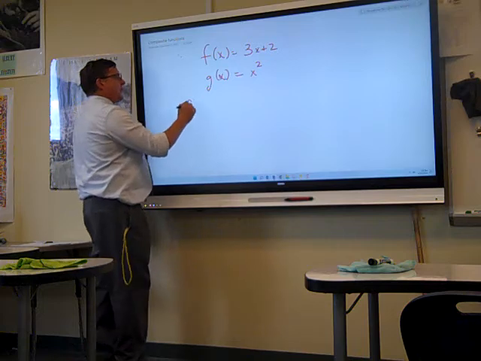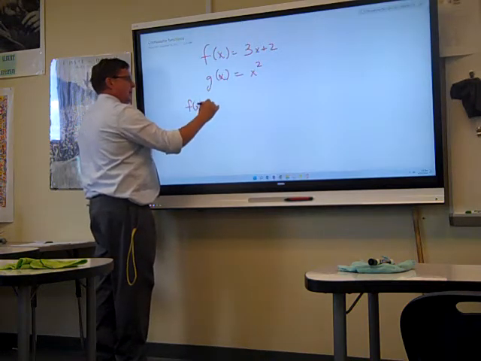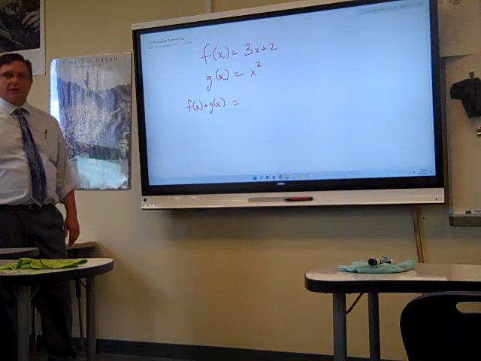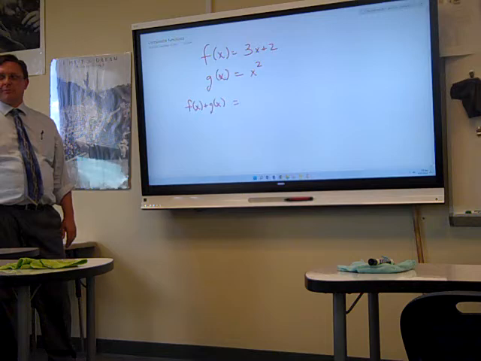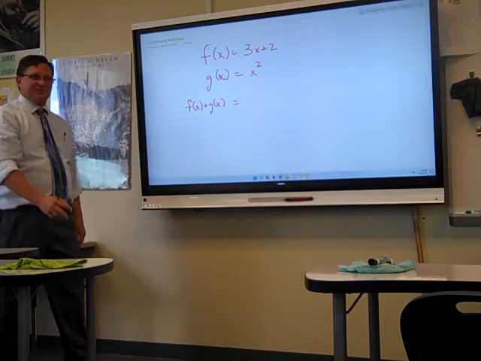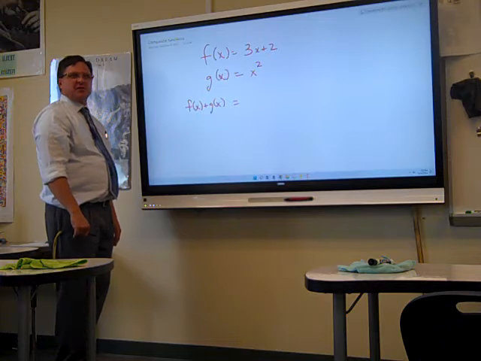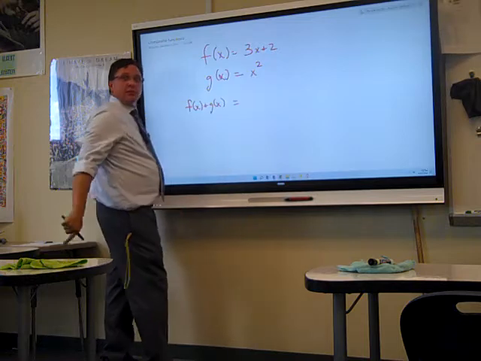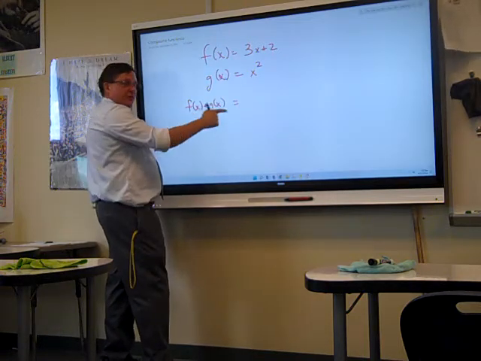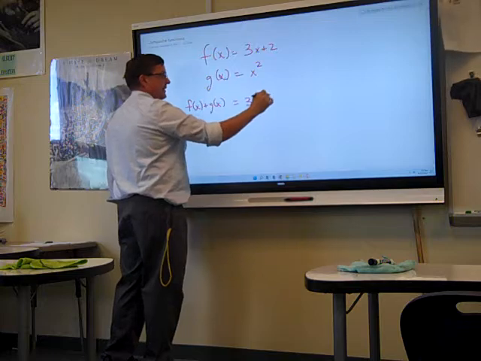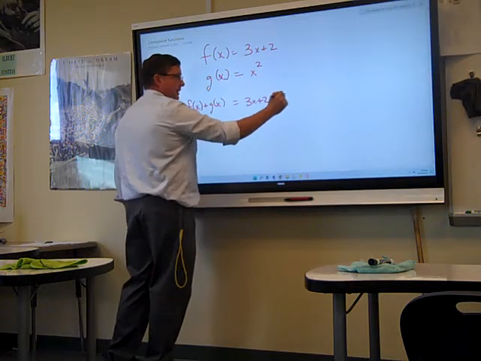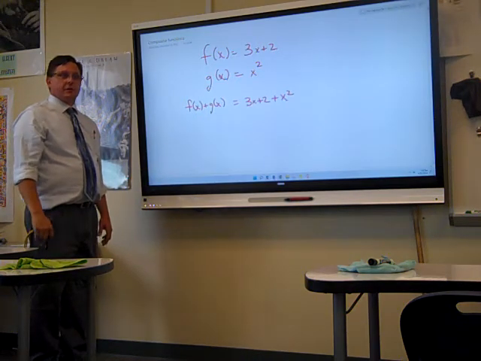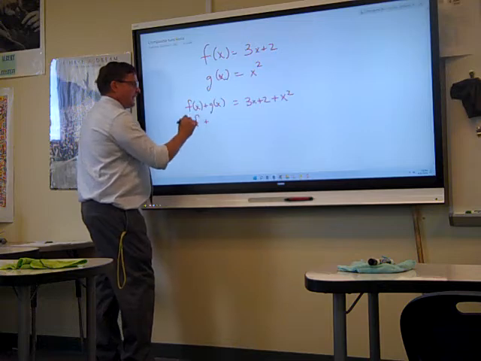So, what do you think happens if I give you notation? What do you think is going to be the answer if I write this? Anybody want to take a stab in the dark? Would it surprise you that it's 3x plus 2 plus x squared? There's f of x, and then this plus sign is going to be here. And there is g of x. That's all it is. Anybody want to hazard a guess what this is going to be then?